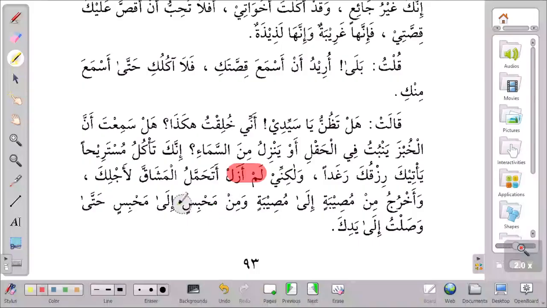So "women mahbisin ila mahbisun." When you see habasa, you should know that it comes to mean to get hold of or to confiscate something. "Ila mahbisin hatta wasaltu." So he was saying he kept moving from one prison to another prison to another prison, "hatta wasaltu ila yadika," until I arrived in your hands. So that's what he said.